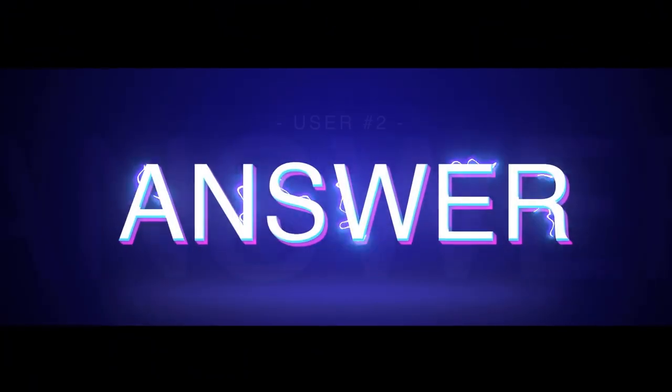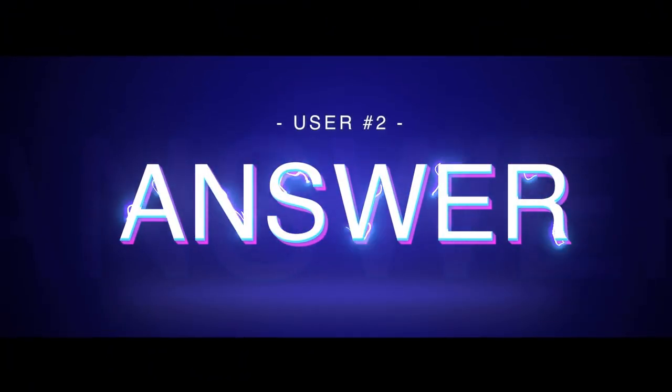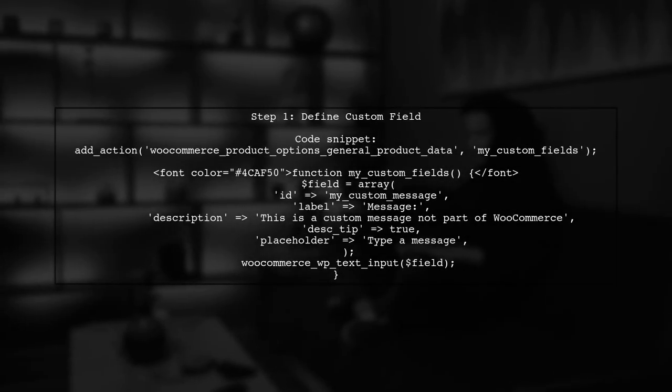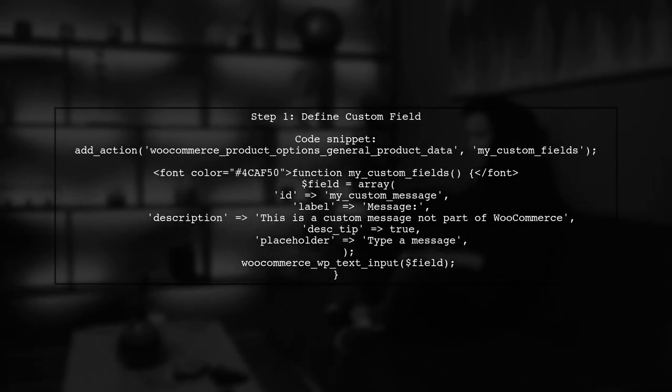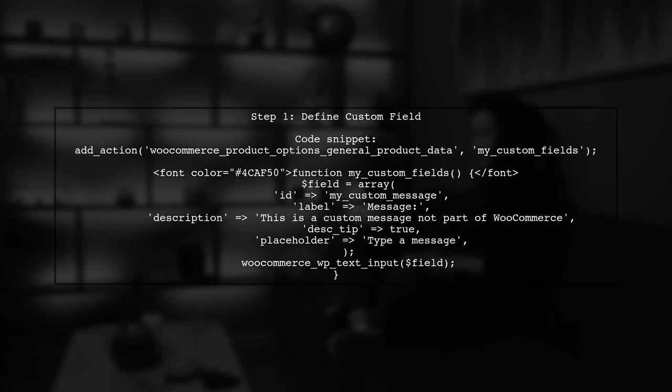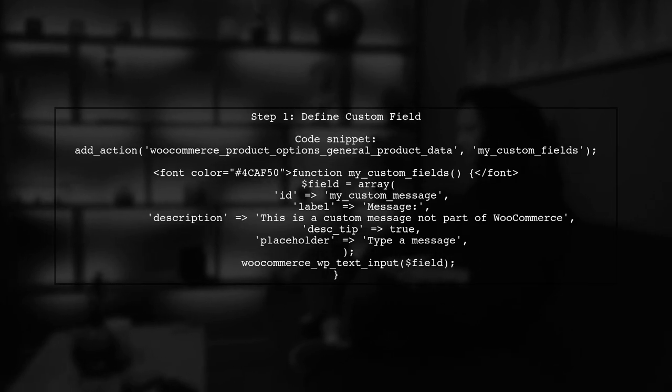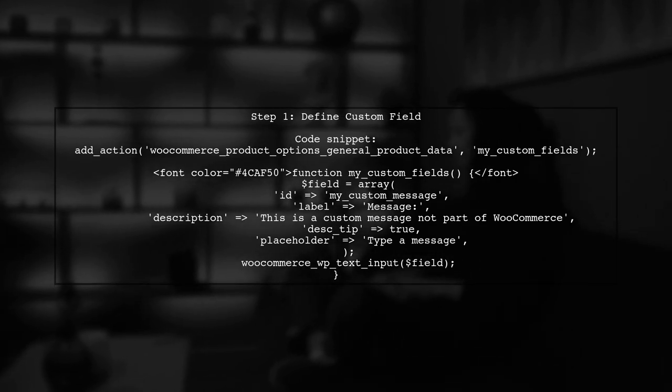Let's now look at another user-suggested answer. To add a custom description field in WooCommerce shipping methods, you can use a specific action hook. First, create a function to define your custom field with an ID, label, description, and placeholder.